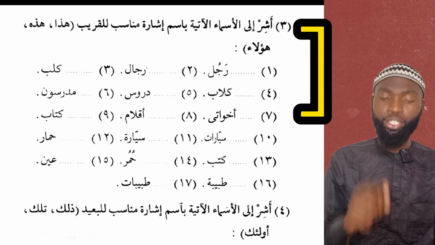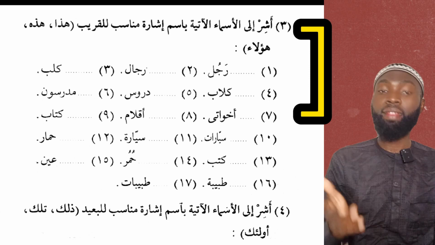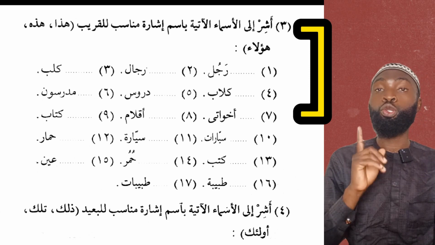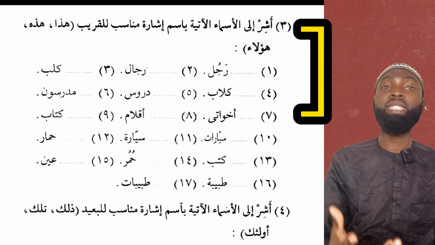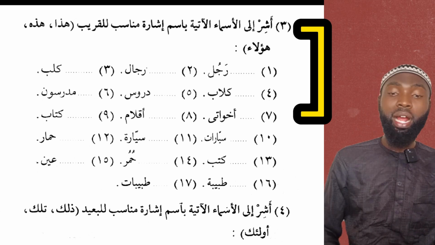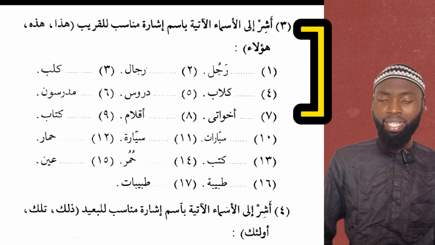So here we are to point to the following nouns with a proximal demonstrative pronoun like هذا, هذه and هؤلاء. Proximal demonstrative pronouns are pronouns used to point to things or objects or persons which are closer to us. Number 1, we have rajulun, a man. So what do we say? هذا رجل. This is a man.